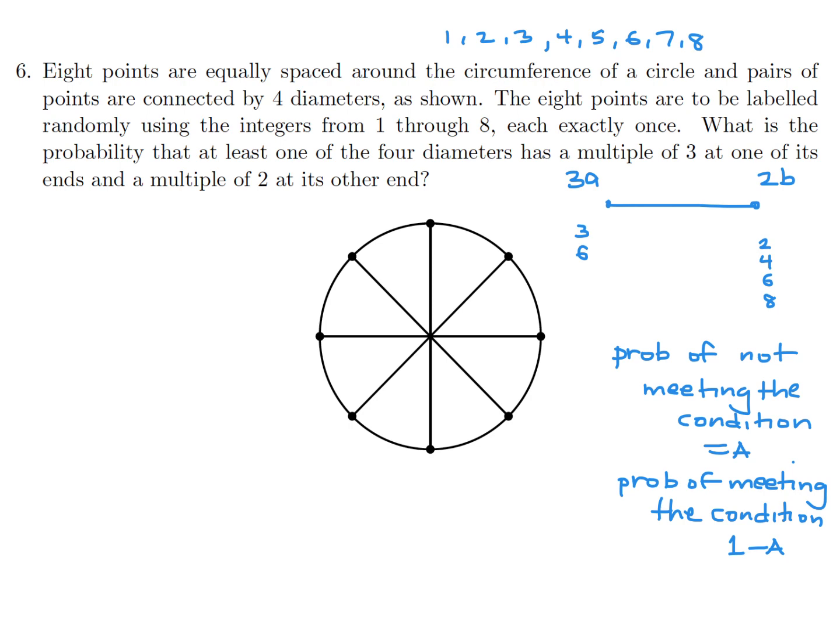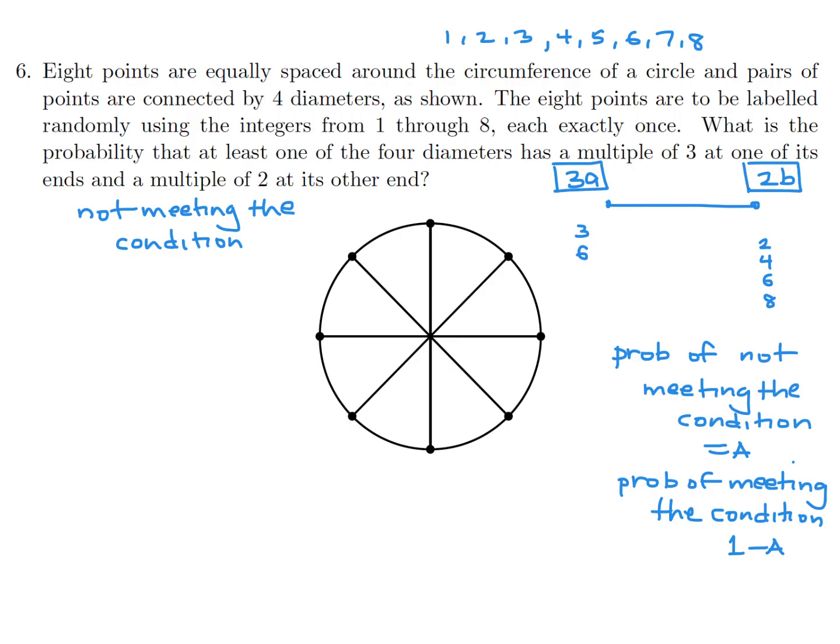Not meeting the condition. So let me put it over here. Not meeting the condition. And the condition is that one side has to have a multiple of 3 and the other side has a multiple of 2.